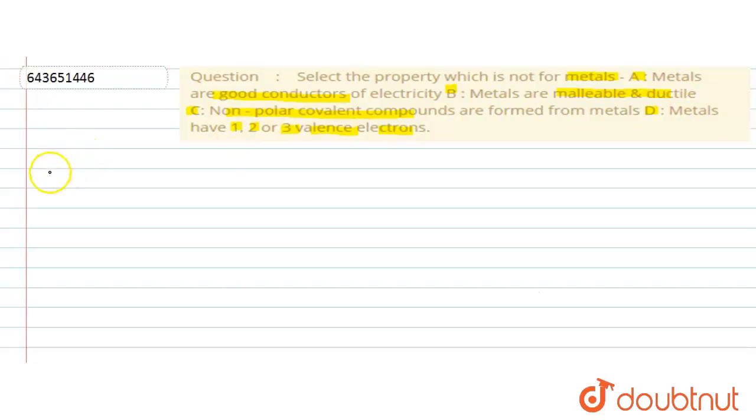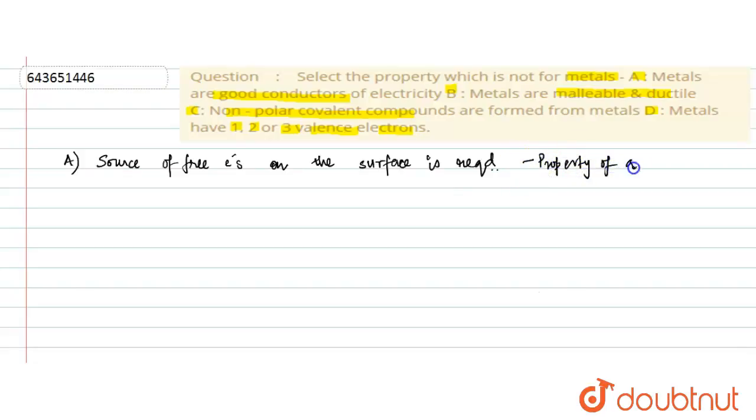Now, let us see one by one. A. Metals are good conductors of electricity. Yes, metals are good conductors of electricity because for being a good conductor, a source of free electrons on the surface is required. And metals do have free electrons on their surface. That is why it is a property of a metal.